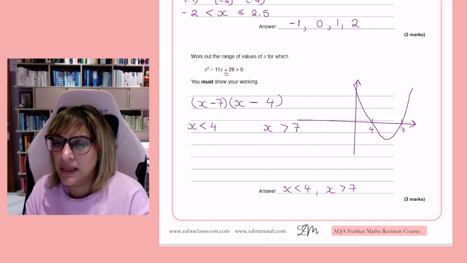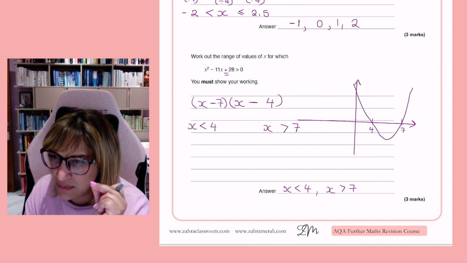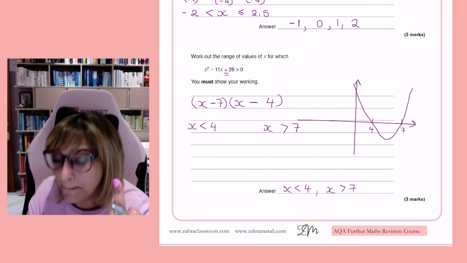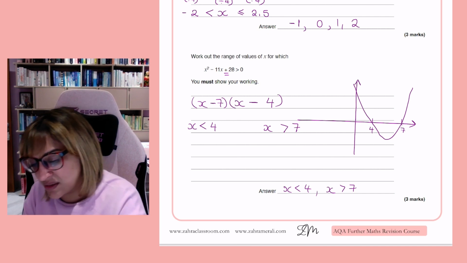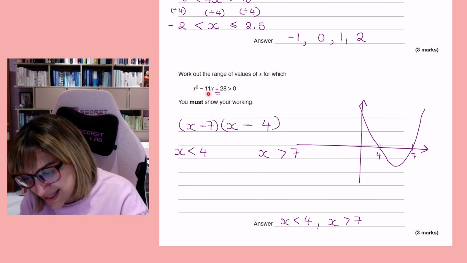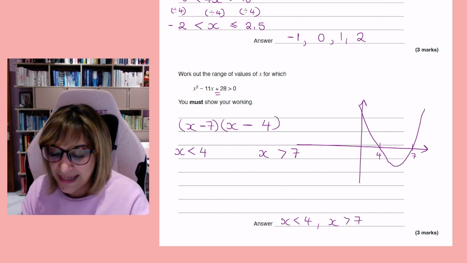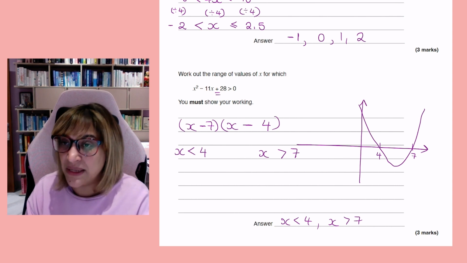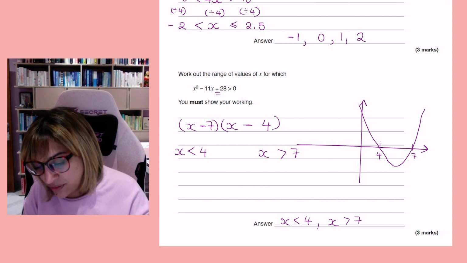Right, like that. The other way is we've got this 4 and 7. We know it's got to be between them or it's going to be outside. So I pick a number. 0 is usually the best number if 0 is not one of your answers. So I could have 0 minus 0 would just leave me with plus 28. And you'd say, is 28 bigger than 0? Yes, it is. Which means 0 has to be part of my solution.